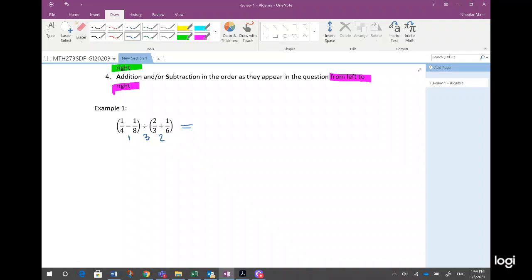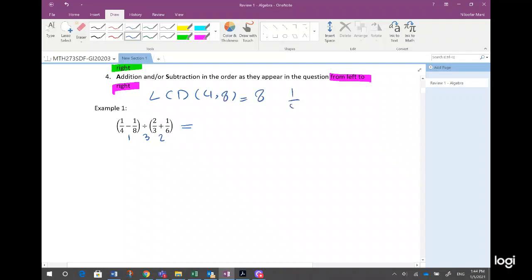Okay, I have 1/4 minus 1/8. Yes, I have fractions. I have subtraction in fractions, so I need the least common denominator. What is the least common denominator between 4 and 8? 8. So for 1/4, I change the denominator to 8. I cannot change the denominator to 8 because I like it. No, I have to change it the right way. So I say the least common denominator of 4 and 8 is 8.